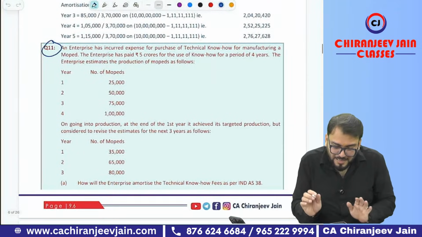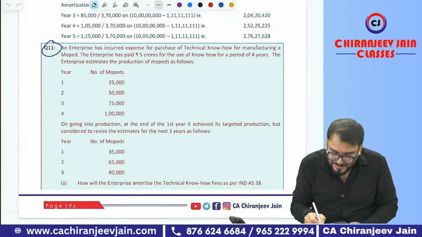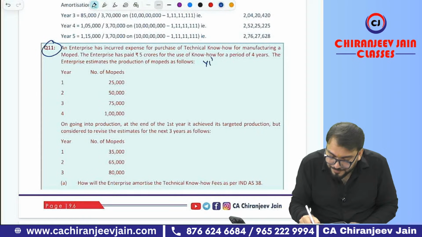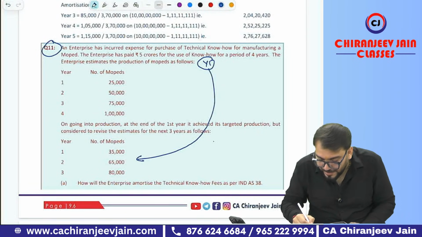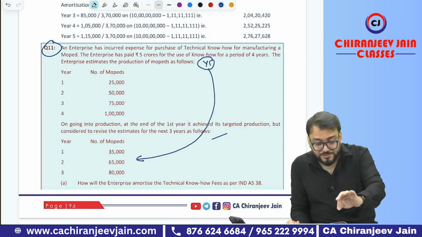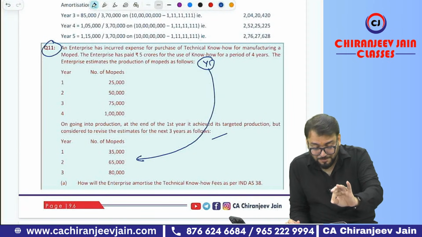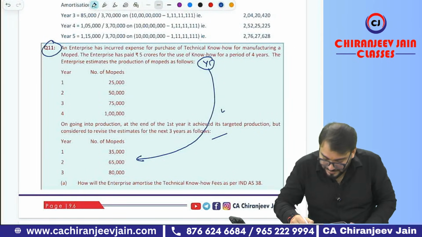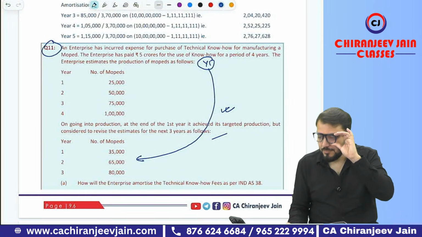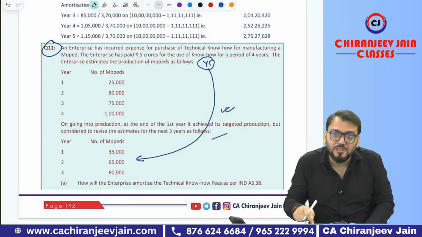Now, question number 11, I think we have done in the class, and I said in year end 1, because a new revised estimation of production has been given, therefore we'll take that revised estimation for the calculation of amortization. Any doubt in this? If any doubt, then I need to first explain this.